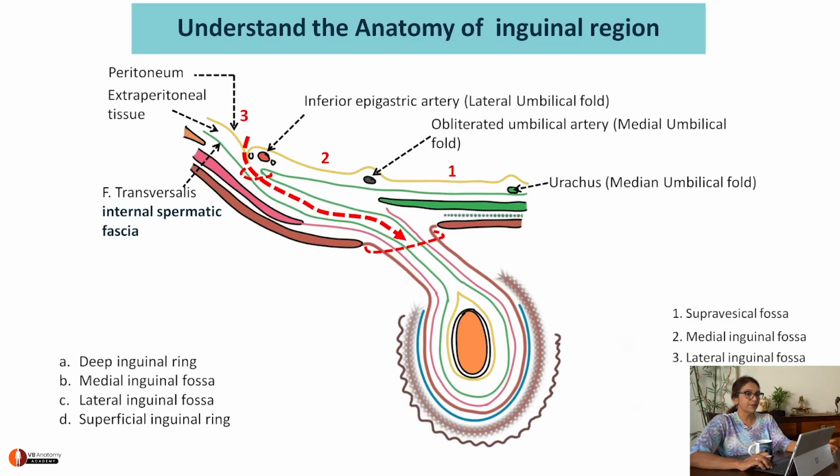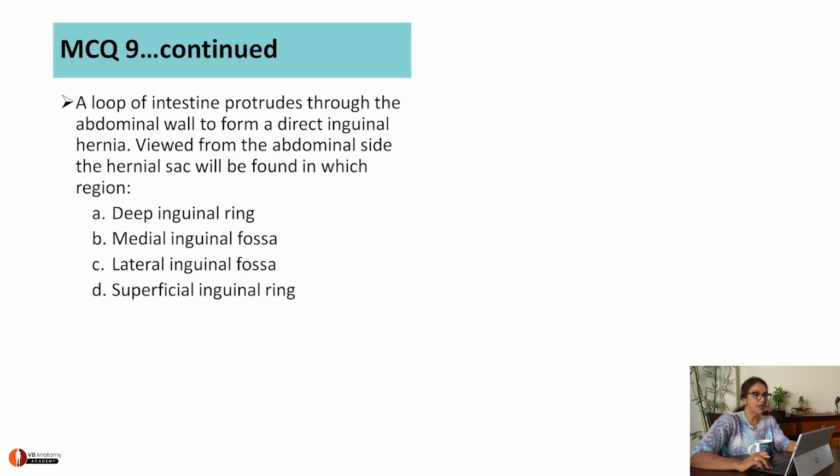Let's see if we are right. Here's an image. It's a direct inguinal hernia, so either one of these, and my options are given here. It is not the deep inguinal ring because it is not an indirect hernia. It's possibly the medial inguinal fossa. It's not the lateral inguinal fossa because the lateral inguinal fossa is indirect. The superficial inguinal ring is lying here. Sitting inside, you can't see it. So it's likely to be the medial inguinal fossa, point number B. Yes, that is the correct option.